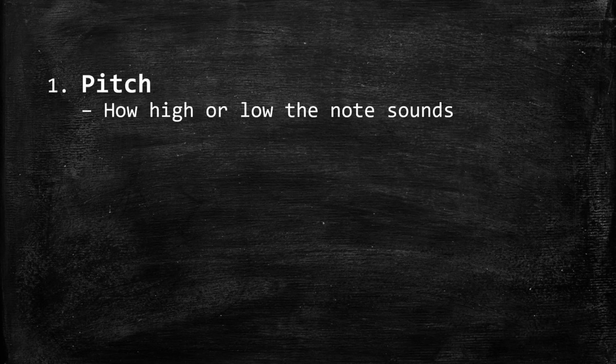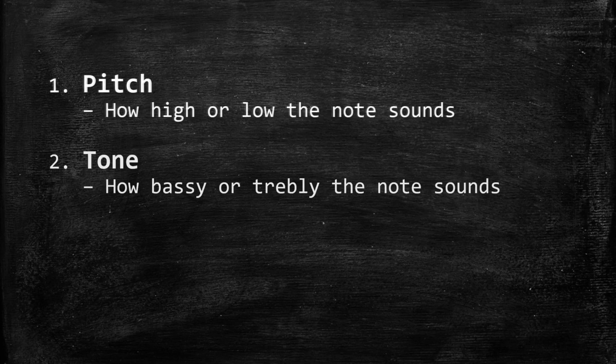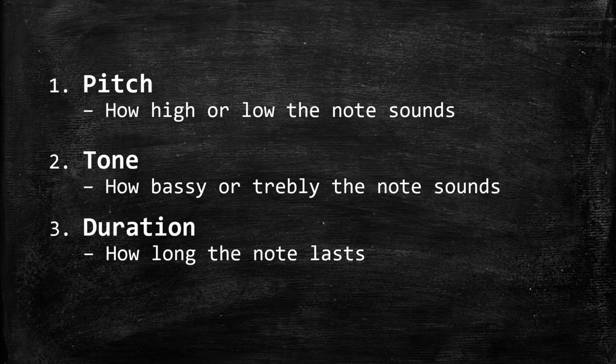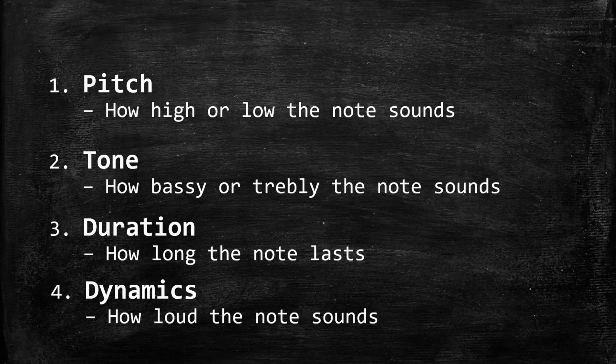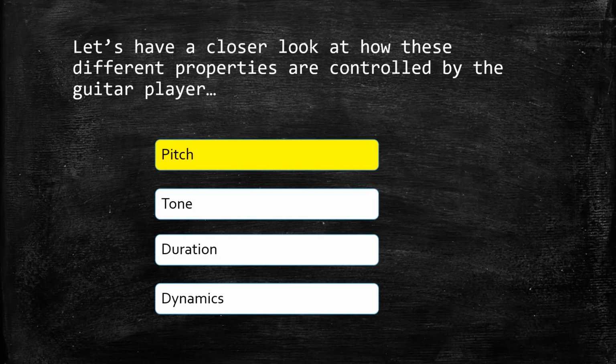Pitch, how high or low the note sounds. Tone, how bassy or trebly the note sounds. Duration, how long the note lasts. And finally, dynamics. Let's have a closer look at how these different properties are controlled by the guitar player.